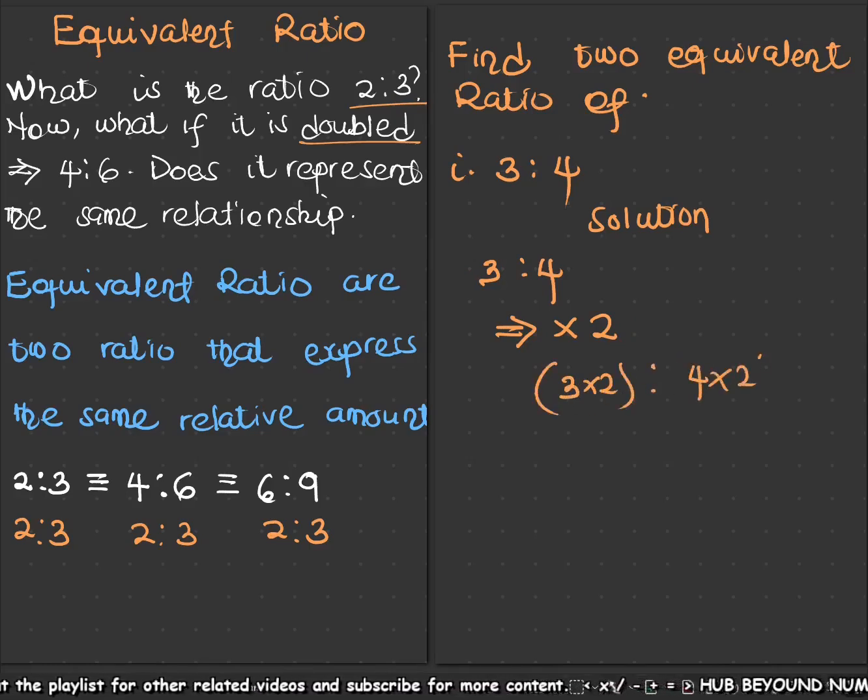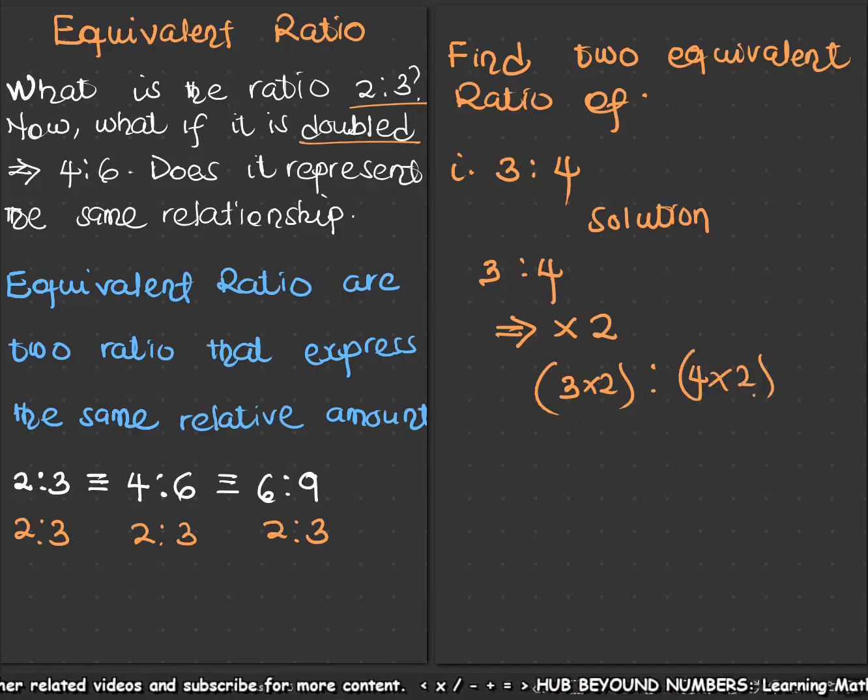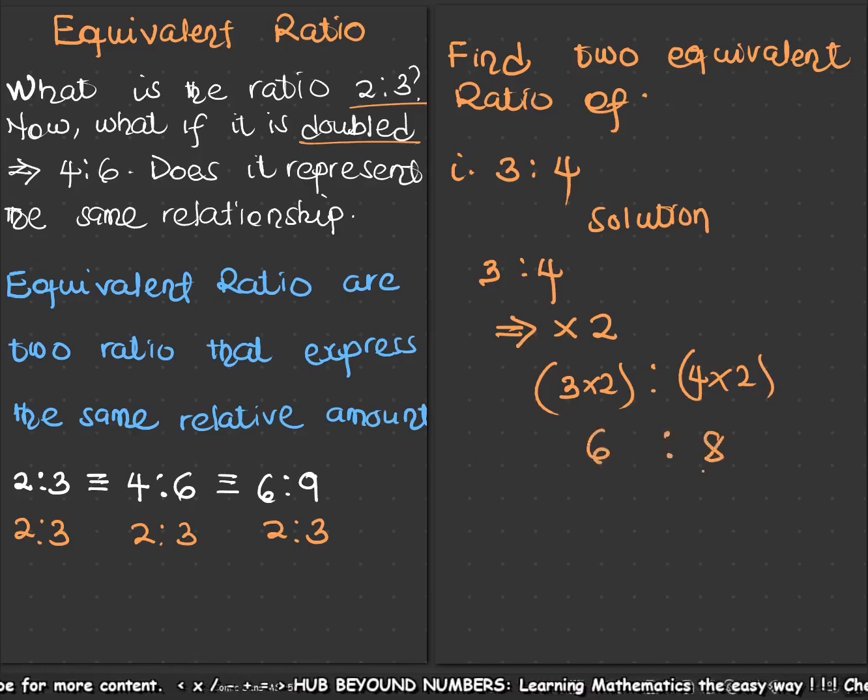4 times 2. So far as I've multiplied one quantity by 2, I have to do the same to the other quantity. And that gives us 6 is to 8. And we can conclude that 6 is to 8 is equivalent to this ratio over here. Do you see? You can multiply by any number of your choice.